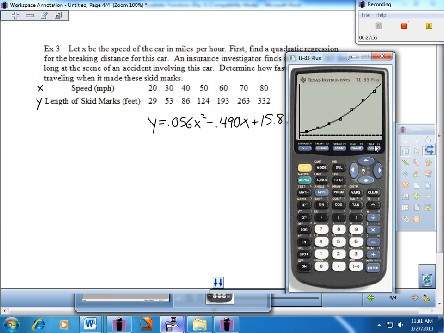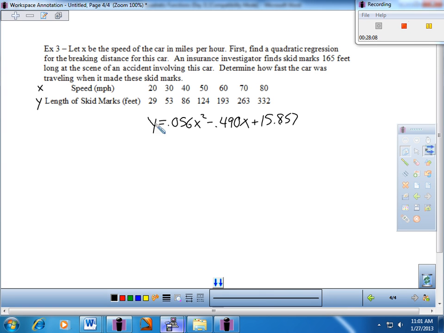And now what we want to do is, let's use the regression. I'm going to try to do this algebraically here, although I think we'll use the calculator for quite a bit of help. But let's read the rest of the problem. An insurance investigator finds skid marks of 165 feet long at the scene of an accident. Determine how fast the car was traveling when it made these marks. All right, I'm hoping you agree. The 165 is a y, not an x, which is huge here.